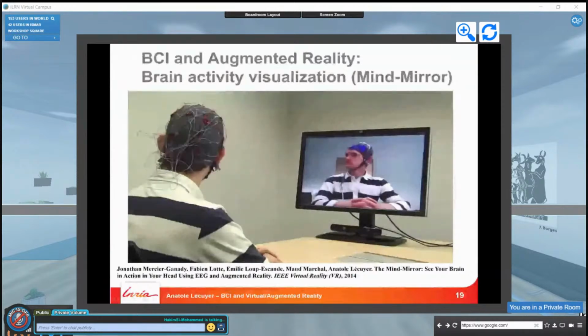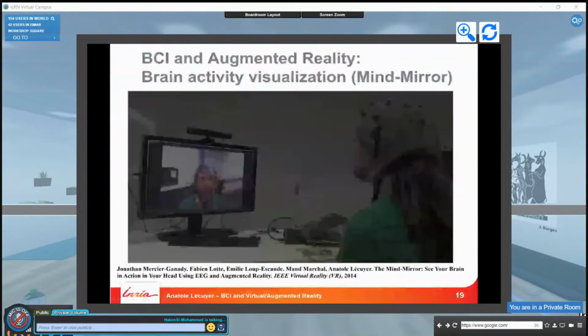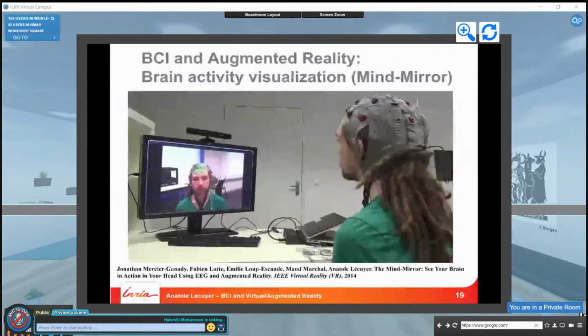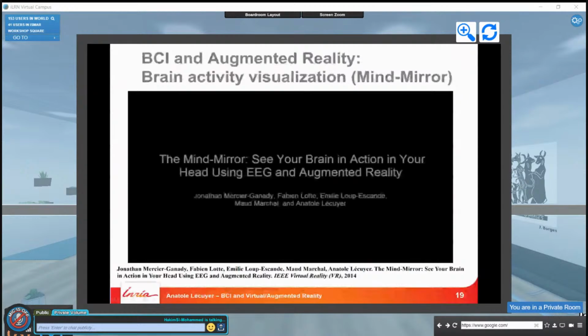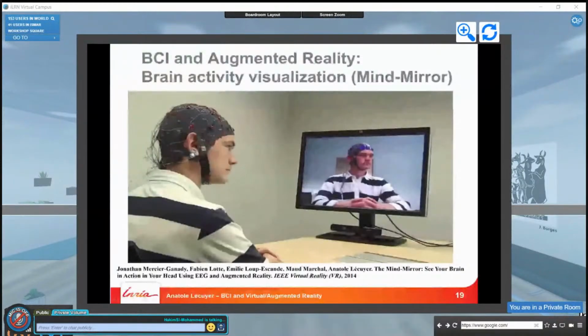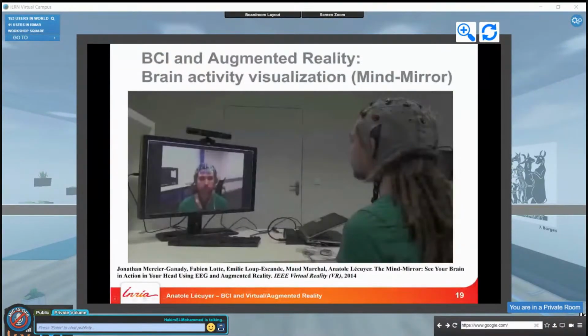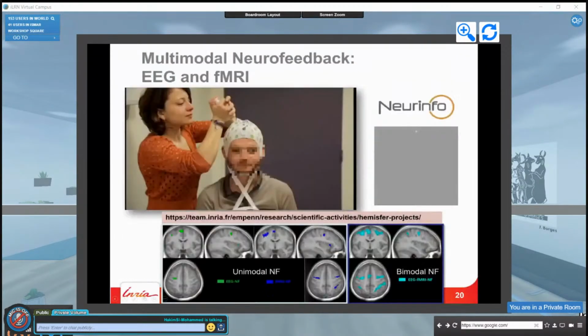To go one step further in the connection between BCI and augmented reality, we designed this Mind Mirror that Felix already introduced in his presentation, where you can look at your own brain in action in your head in mirror mode. It's a very fun and very teasing system where you can look at your brain and try to activate this or that area of your brain, this or that activity. And this is dedicated to neurofeedback, so this capacity of the user to take control over some brain activity and over their brain patterns.